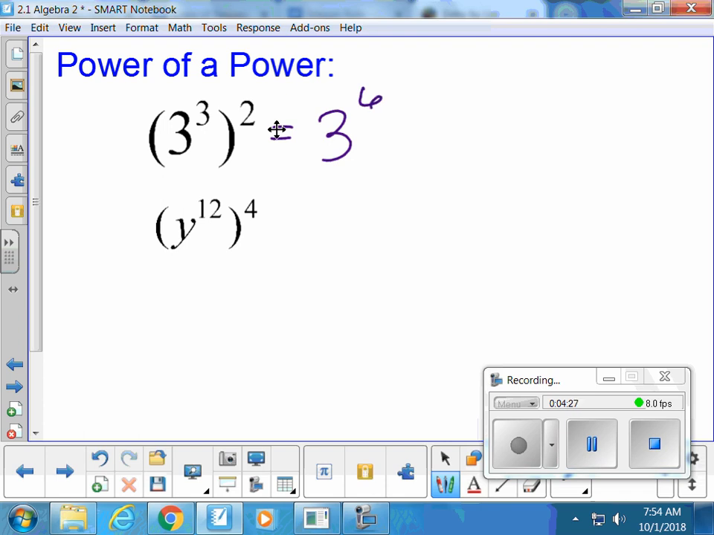Now 3 to the 6th is a large enough number I can't actually do mentally, so I'd be fine with you leaving that. If you want to type it in the calculator, you can. It looks like on the little sheet they got 729.